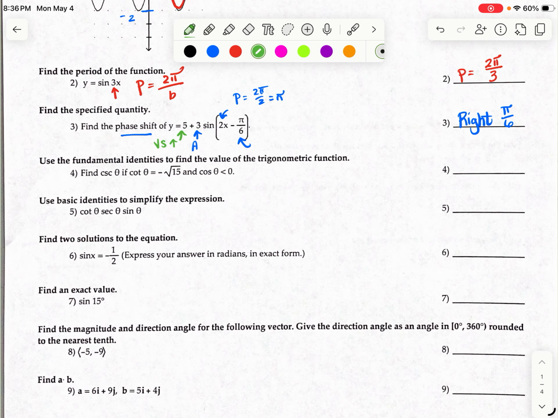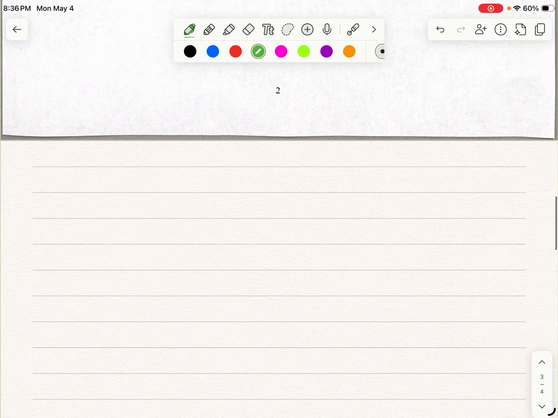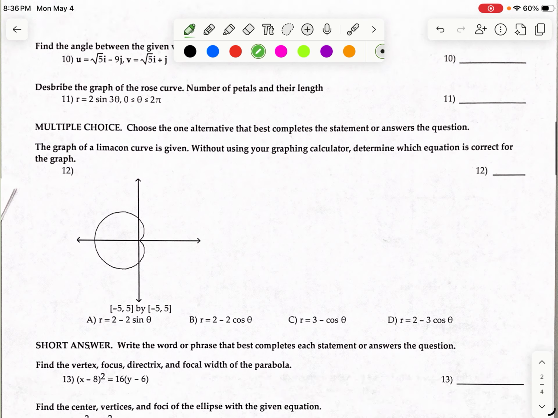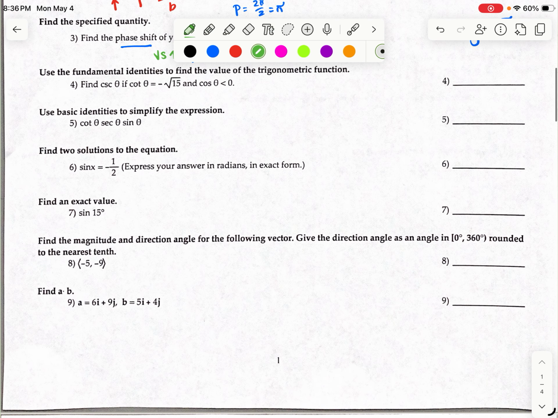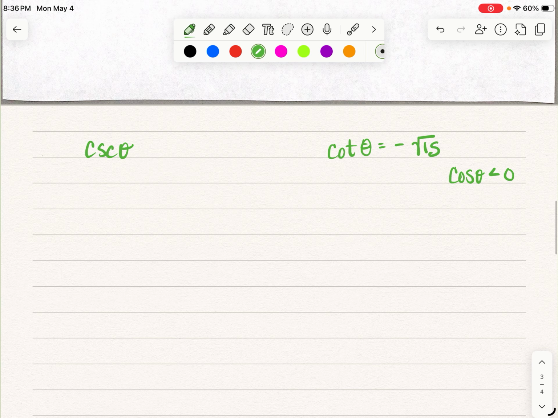Number 4, for example, you're finding cosecant. Cotangent's -15, so I need to find cosecant. They tell me cotangent of theta is -square root of 15. And then they tell me that the cosine is negative, right? Did I get all that right? Yeah, okay. So if you recall, this is the XYR stuff, which is basically SOHCAHTOA and the Pythagorean theorem.